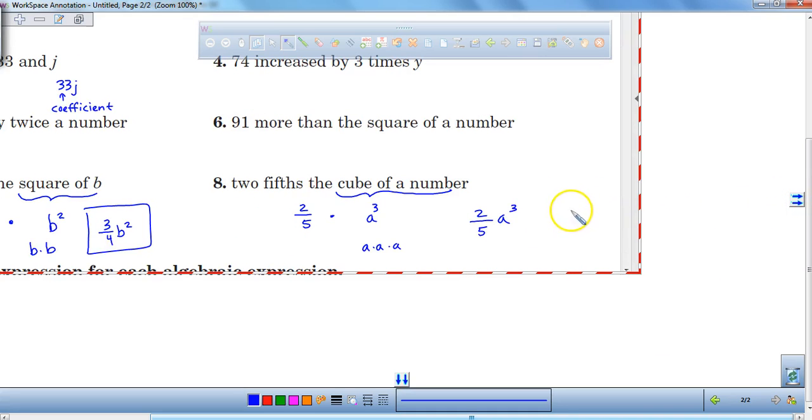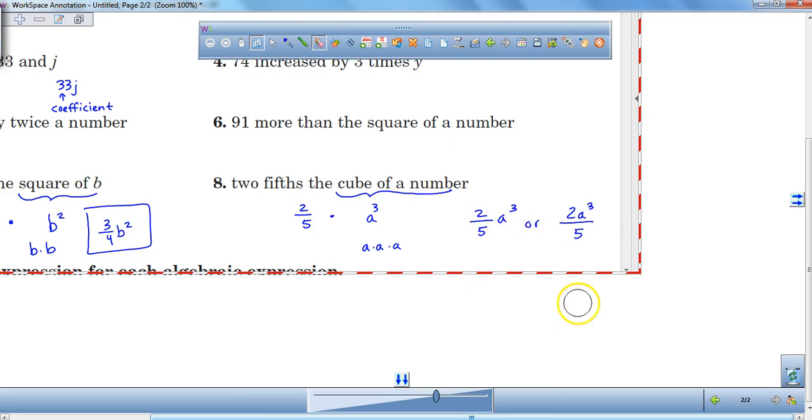Now you could also write it as 2A cubed divided by 5. Either way would be acceptable. I'll go and clean this up just a bit. So either way is acceptable.